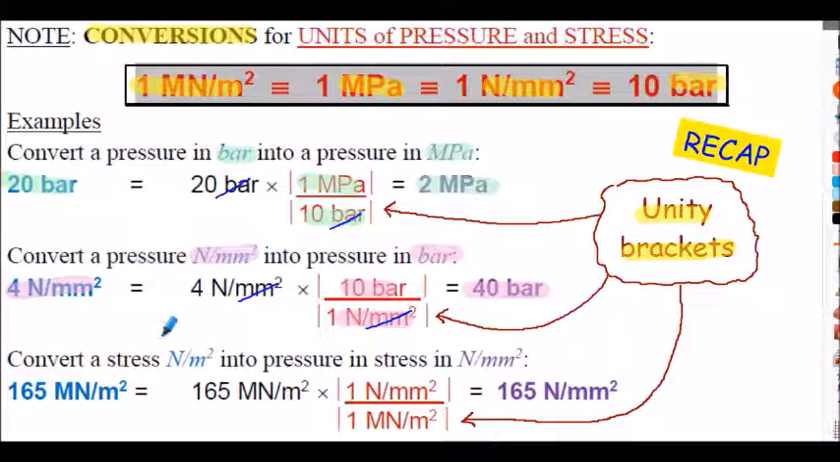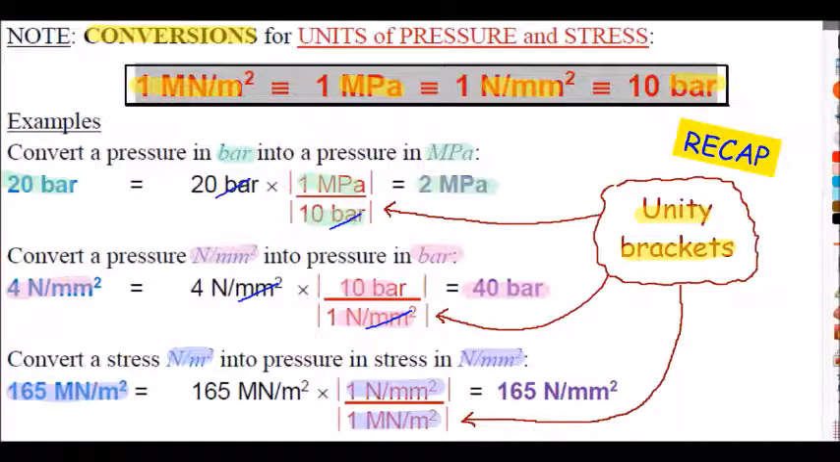Another conversion that will crop up, I'm sure we'll come across this in some of the questions, will be the conversion from a stress in newtons per meter squared into newtons per millimeter squared. Be careful with that. If you have say 165 meganewtons per meter squared, 165 million newtons per meter squared, then the conversion to put it into millimeters squared would be the 1 newton per millimeter squared over 1 meganewton per meter squared. Actually the same value.